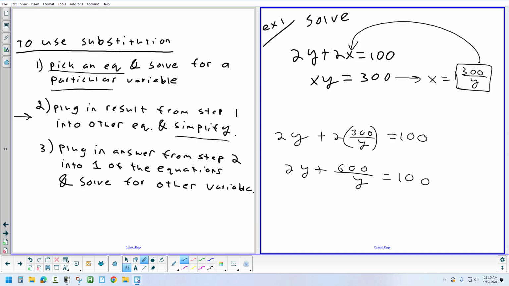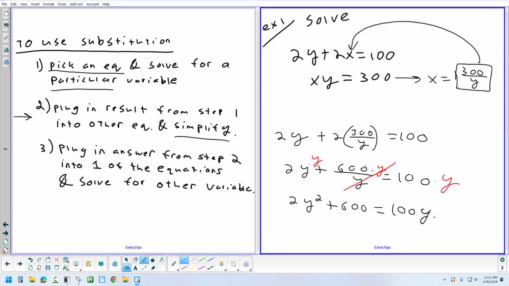Now, generally, when you're trying to solve an equation, it's easier if you don't have any fractions in it. So what could we do there to eliminate having fractions? Yeah, we can multiply everything by y. Times y, y, and y. What that's going to do is cancel these y's out. What do we get now if we multiply everything by y? Yep, 2y squared plus 600 equals 100y.